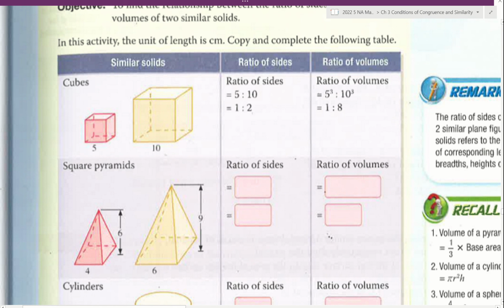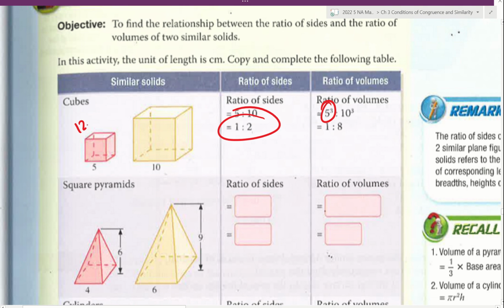Okay, so we've got cubes. Obviously, cubes are similar solids. Ratio of the sides confirm the same one. 5 and 10. The ratio is 1:2. But when we talk about the volume, you take the 5 times the 5 times the 5 to get the volume of the first cube. And that gives us, I believe, 125. So volume is 125 cubic centimeters. This will be 1000 cubic centimeters. If you take their ratio, it ends up being 1:8.